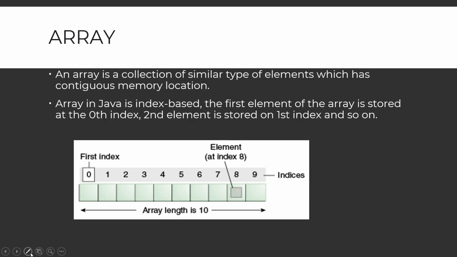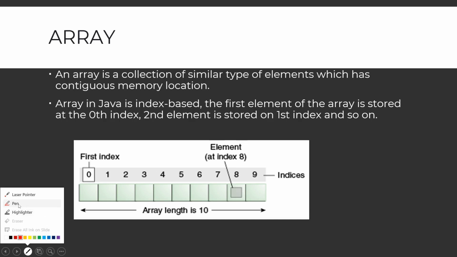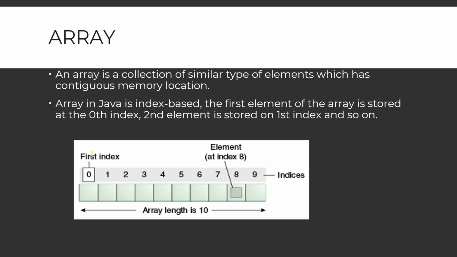Just a minute, I will take a highlighter. Okay, here you can see clearly 0 is the first index, and 9 is the last index. What does it mean? That the array is of size 10. So 0 to 9 means the array has a fixed size of 10. So 0 is the first index and 9 is the last index of your array.